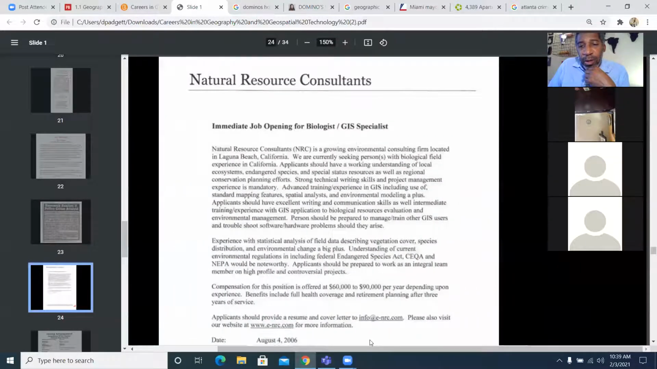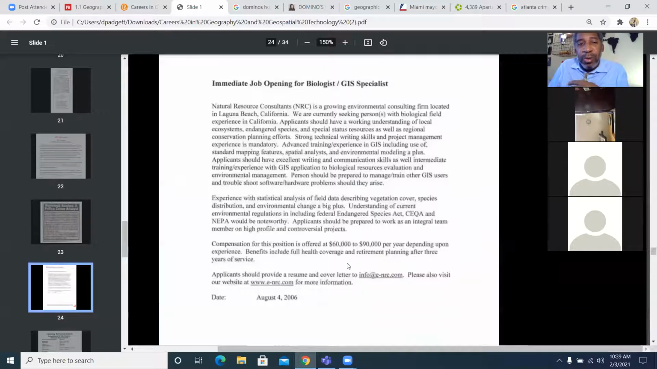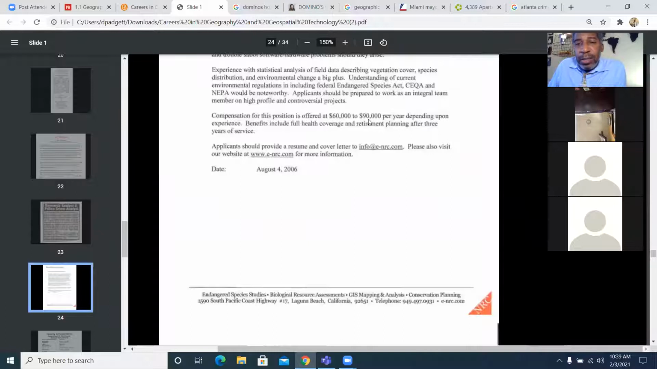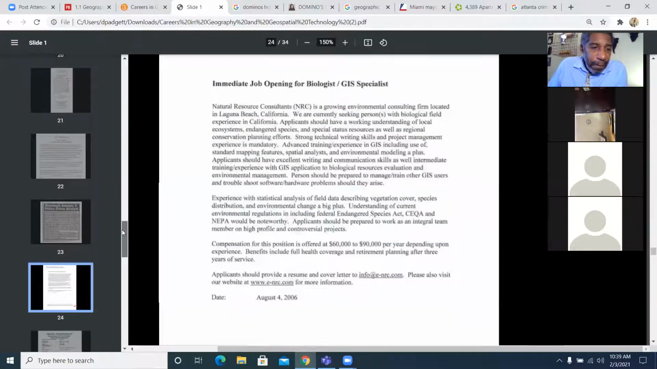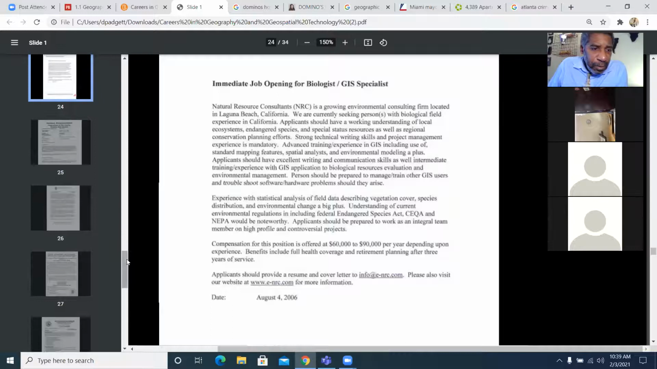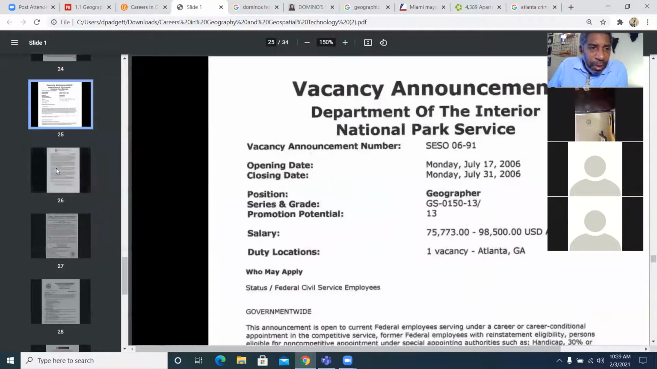A couple of you all are, no biology majors, but if you happen to be a biology major, there's lots of opportunities for biology and ecosystem research, endangered species, habitat delineation, such as this job. Not bad salary, up to $90,000 a year. And this ad is from 2006. So this is clearly a six-figure position now. So there are several others that we could look at.